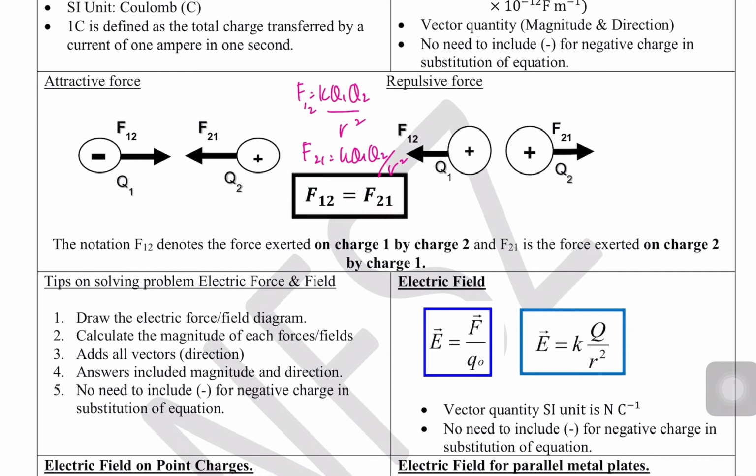It's just that they are in opposite direction. In Z, kalau kita tengok gambar yang ini, F12 ke kanan, F21 ke kiri. Direction berbeza tetapi magnitude dia sama.